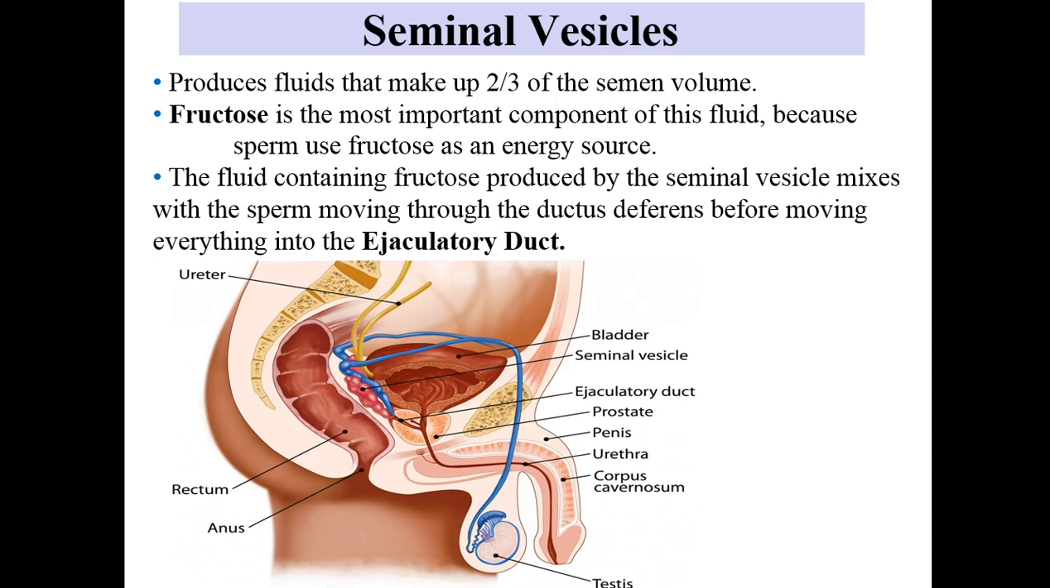Now the seminal vesicle, it produces fluids that are going to make up about 2/3 of the semen volume. Fructose is the most important component of this fluid that we're getting from the seminal vesicle, because sperm use fructose as an energy source. It's very similar to glucose. So it's a carb, so it's easier to break down for energy production. And the fluid containing fructose that gets produced by these seminal vesicles mixes with the sperm moving through the ductus deferens before moving everything into the ejaculatory duct.